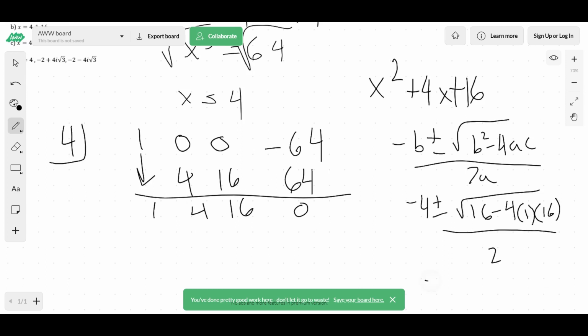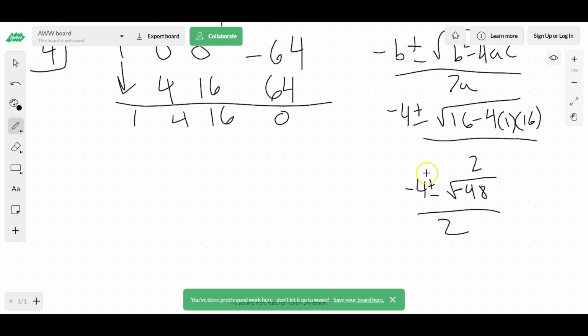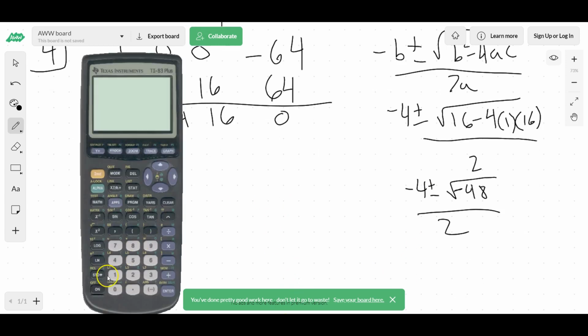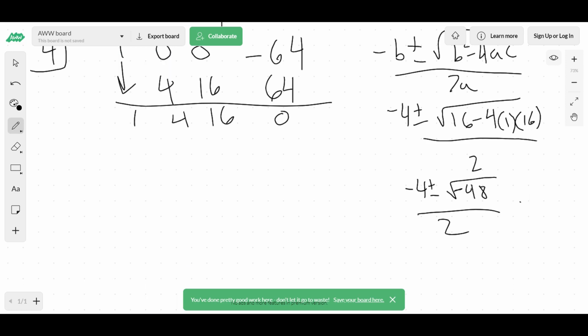Now this could be reduced to negative 4 plus or minus the square root of negative 48, I think, over 2. I'm going to double check that to make sure I was right, but that would be 16 minus 4 times 16. Yep, negative 48. Now, if you want to do this, you know that negative 4 is divisible by 2, so that would be negative 2 plus or minus. And then we would have this square root that we would have to deal with.